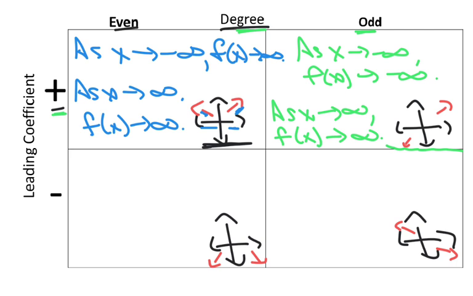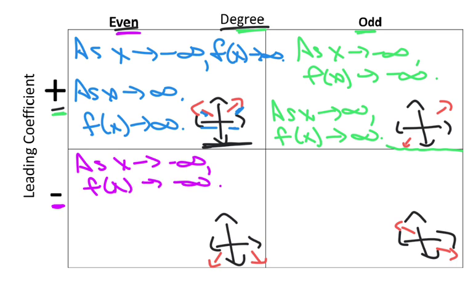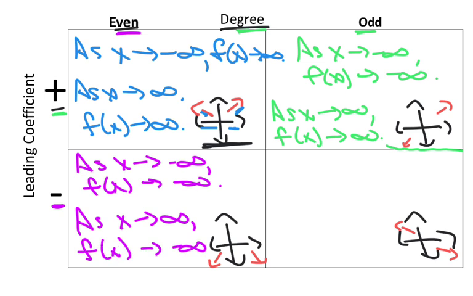Okay, and then we're going to have one down here at the bottom. For this one, it's going to be our degree is even, but our leading coefficient is negative. So for this one, we're going to say as x approaches negative infinity, then f of x approaches negative infinity. As x approaches positive infinity, f of x approaches negative infinity. And that's because both of our arrows are going down here.